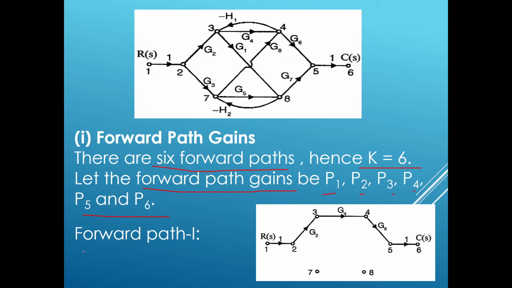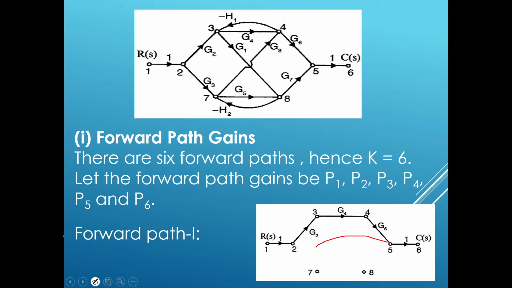So what is the gain of the forward path? This was our first forward path, which I have already discussed. What is the gain? You just observe here, the gain values they have given are 1, G2, G4, G6 and 1. So P1 is equal to G2, G4, G6.